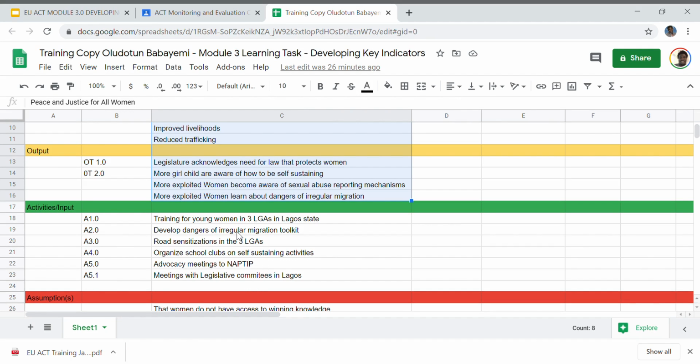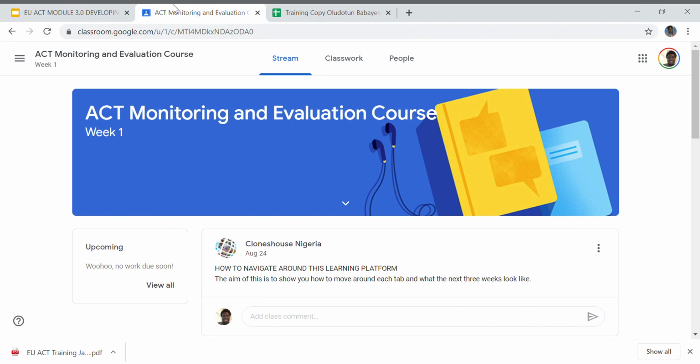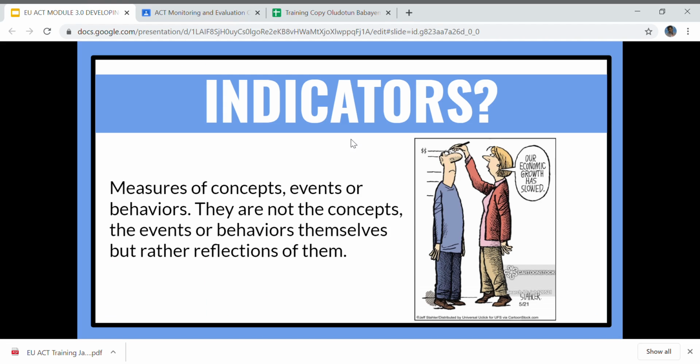If you say you would have developed the toolkit, then in terms of numbers, how many? Is it in terms of numbers, proportions, and all? So that's what we mean by indicators.